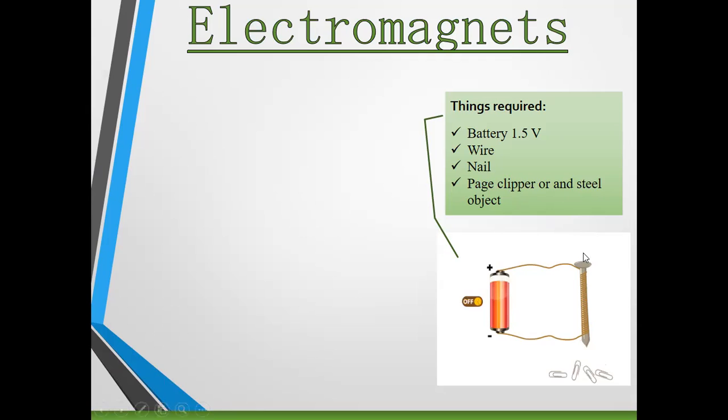So what we do is wrap the wire in such a way that it does not overlap each other and there are no gaps between the wire. So we just wind it round the nail, as you can see.